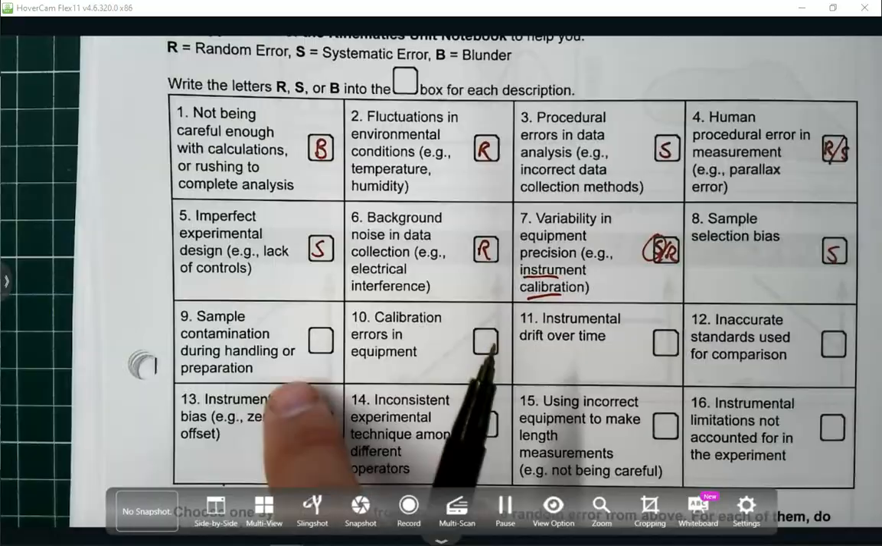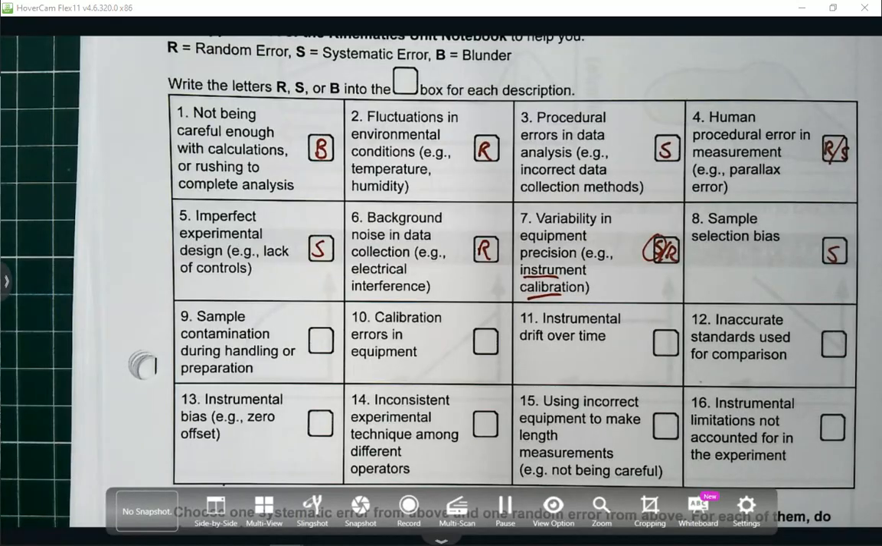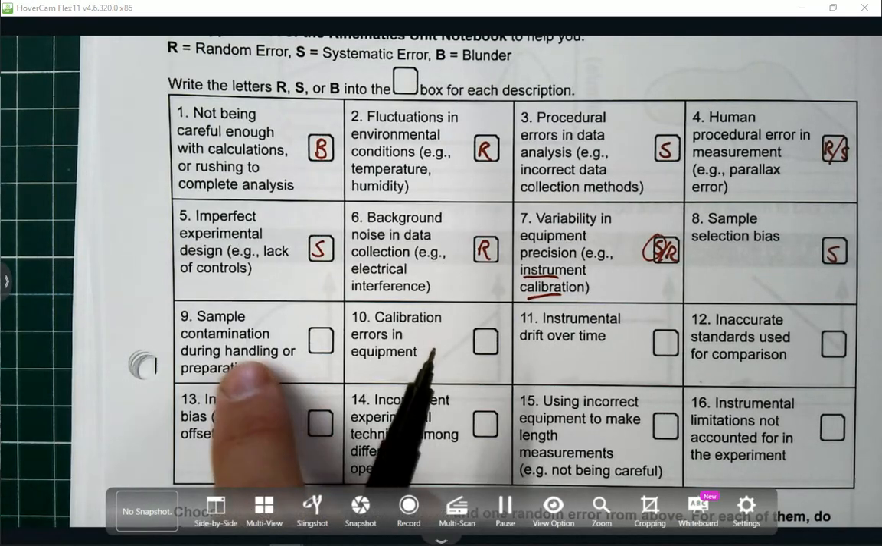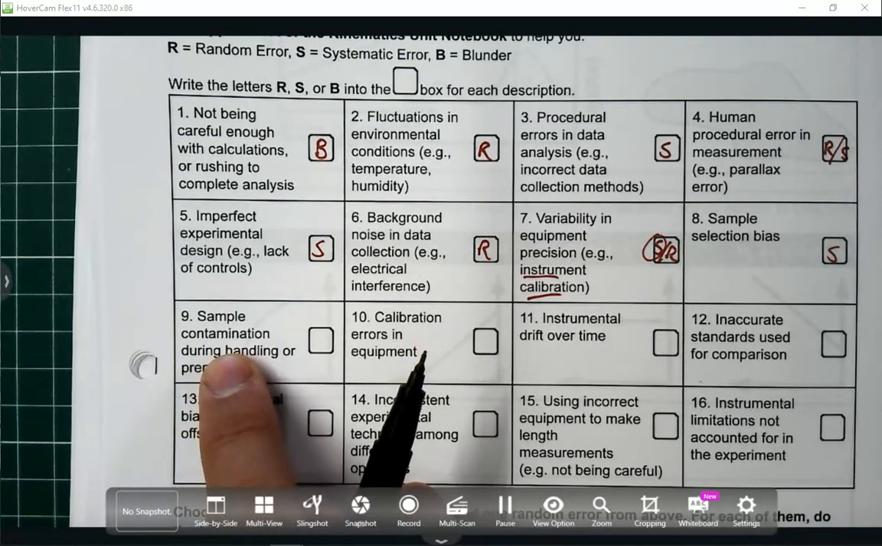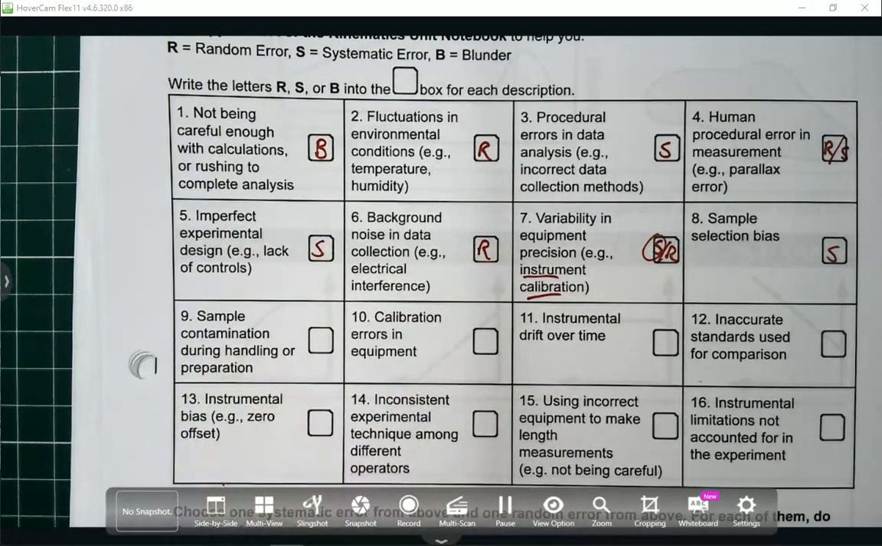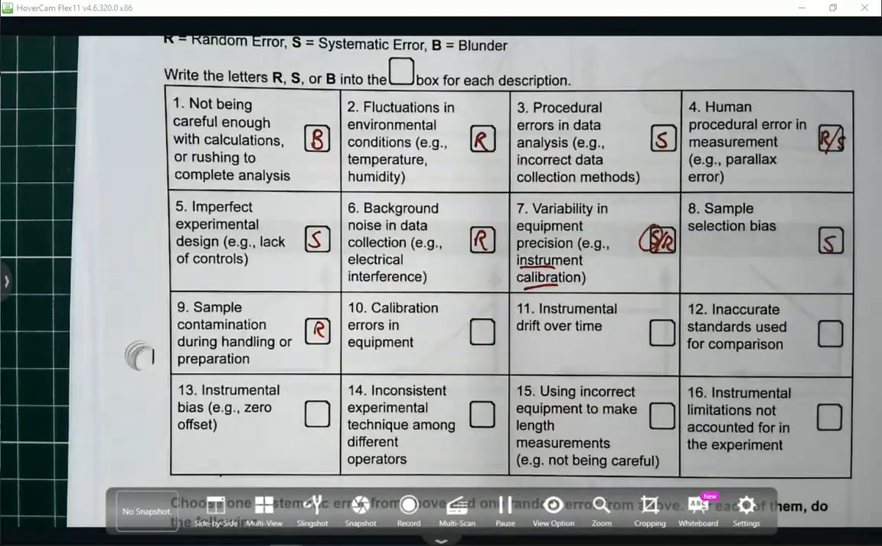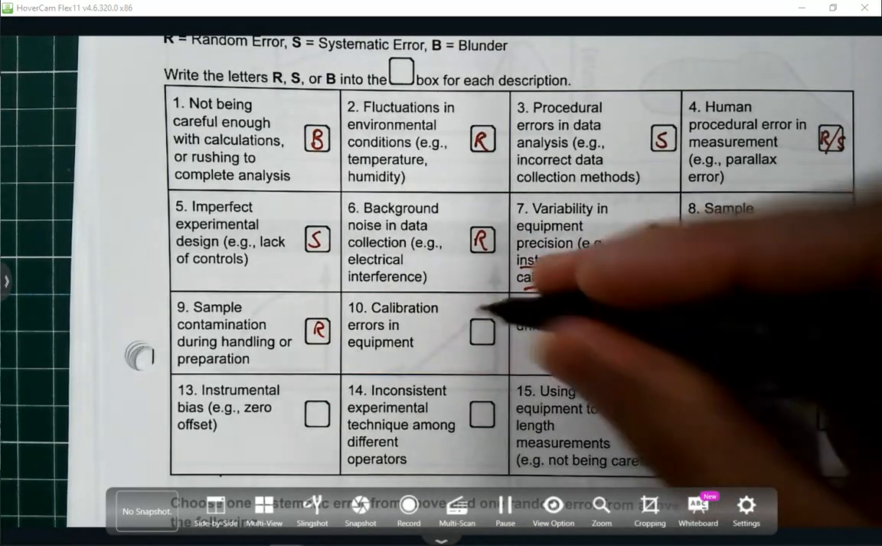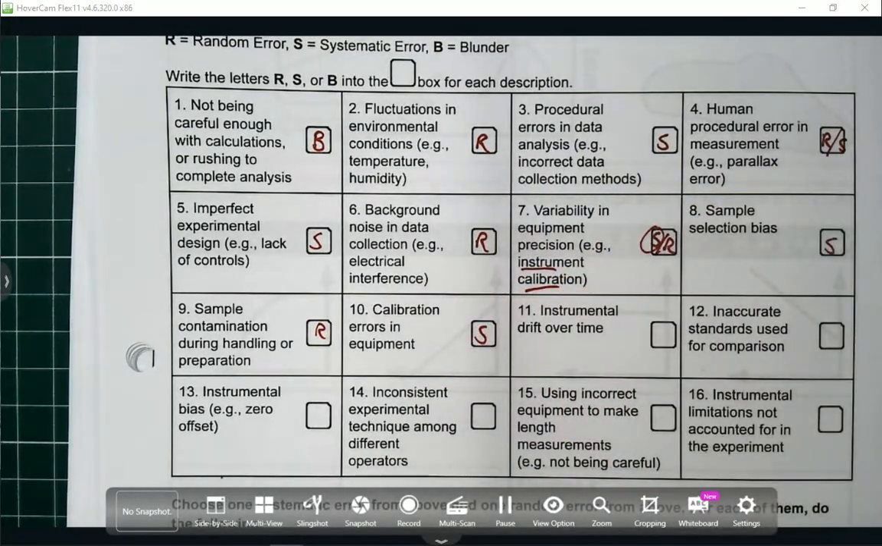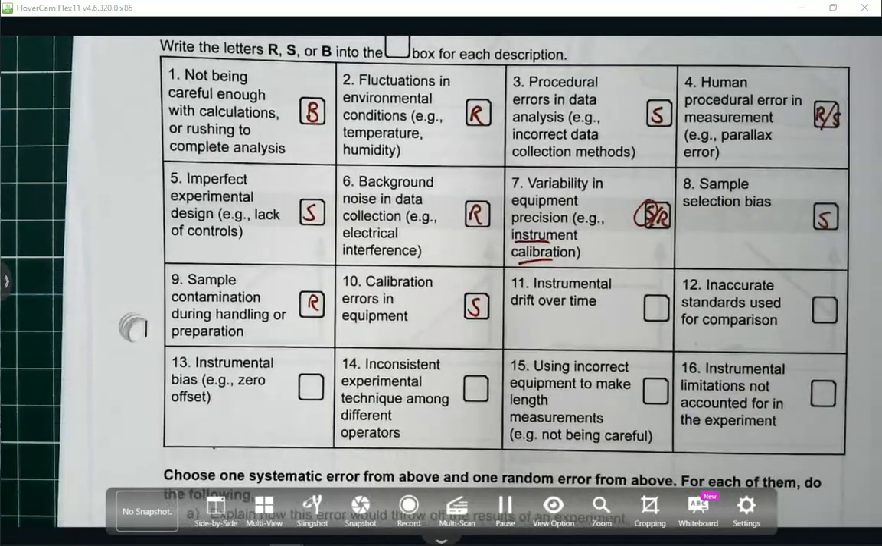Sample contamination during handling or preparation. So you haven't thought about contamination, or did the contamination happen because the environment's kind of dirty and you didn't realize? You didn't follow the rules and contaminated it. Random. All right. Calibration errors in the equipment. Systematic, because you tried to calibrate it, but you've made an error in somehow the way you've done things.